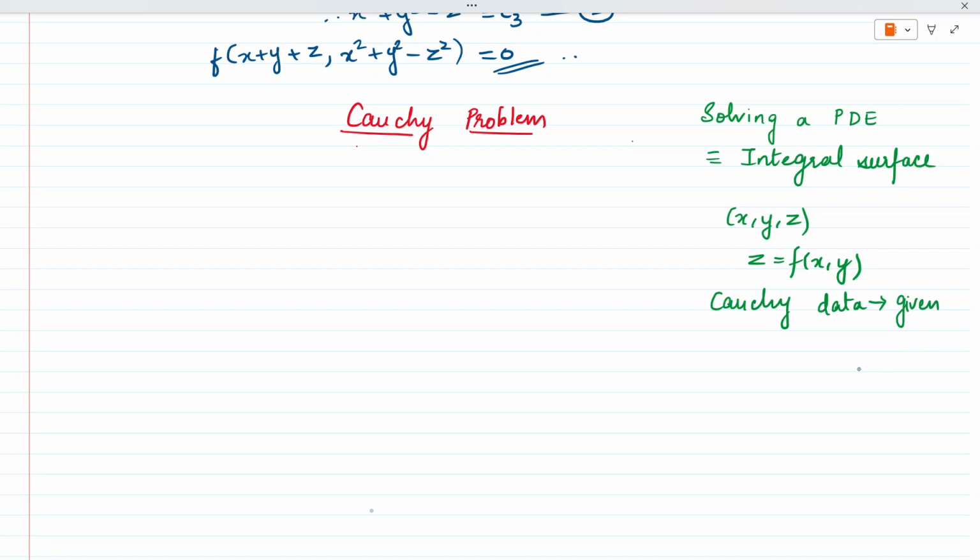And you're expected to use this Cauchy data, and to find that integral curve, okay, or integral surface in which the curve which is given, this is a Cauchy data. This will be the Cauchy data. So there'll be this curve which is lying on that integral surface. तो आपको एक integral surface ढूंढना है जिसके अंदर ये curve है.